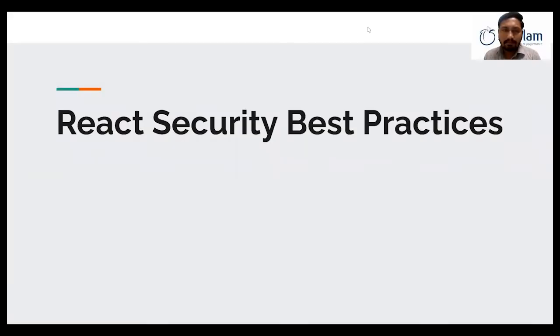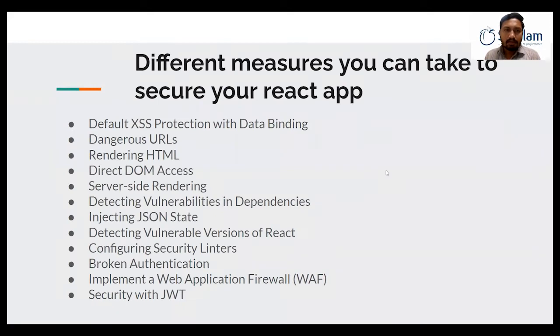My name is Pradeep. I am from Sufalam Technologies, and today we will learn the best practices for security purposes in React applications. Here is the list of things we have to consider when we are developing a React application. So we will check them one by one.